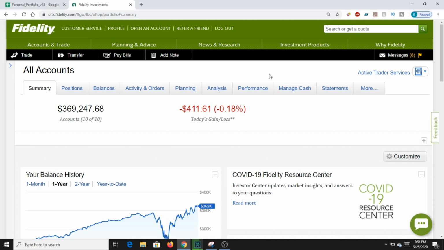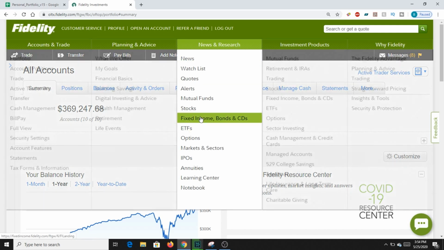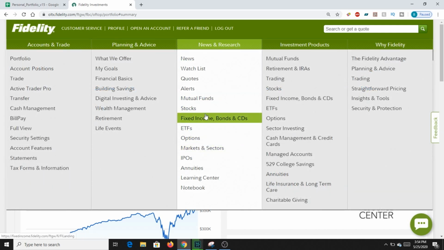Now let's talk a little bit about how you can do some quick research. In this upper toolbar, you obviously have your accounts and trade, planning and advice, news and research, products, why Fidelity, all that sort of jazz. What we're going to be talking about is specifically stocks, ETFs, fixed income, and the mutual fund area.